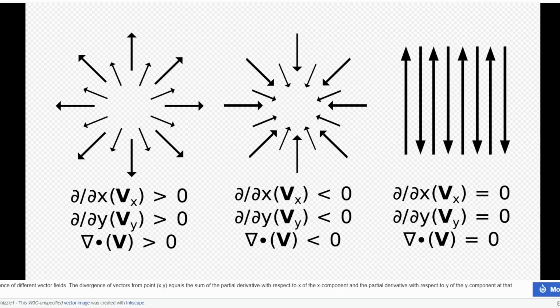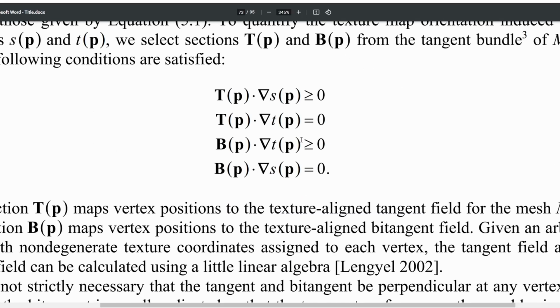And in case you were wondering more about divergence and tangent fields, this is really what it's saying: when it's greater than 0, it's pointing outward, less than 0, it's pointing inward, and when it's at 0, it's perpendicular. This should help you visualize these equations right here.